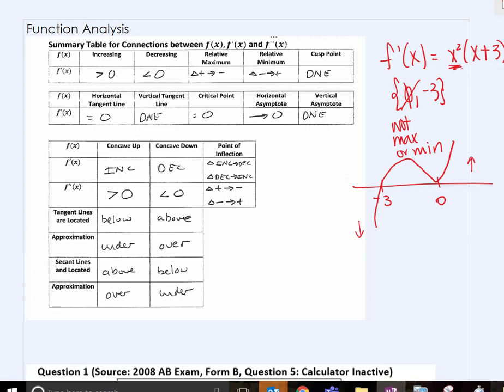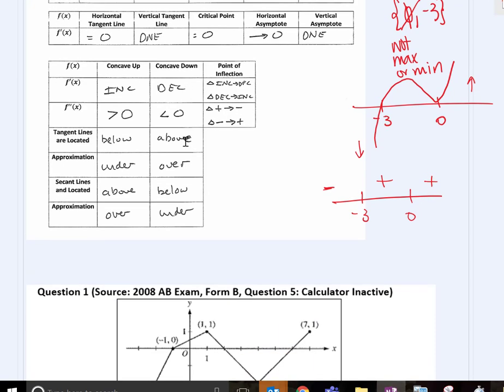You can always make a sign chart, right? And you're like, I'm going to plug in values. Like I'm going to plug in a negative 4 and see that that is a negative. And then I'm going to plug in negative 2 and see that that's a positive. And then a 1 and see that that's a positive. So there's no sign change happening at that 0 either way. So just something to keep in mind.